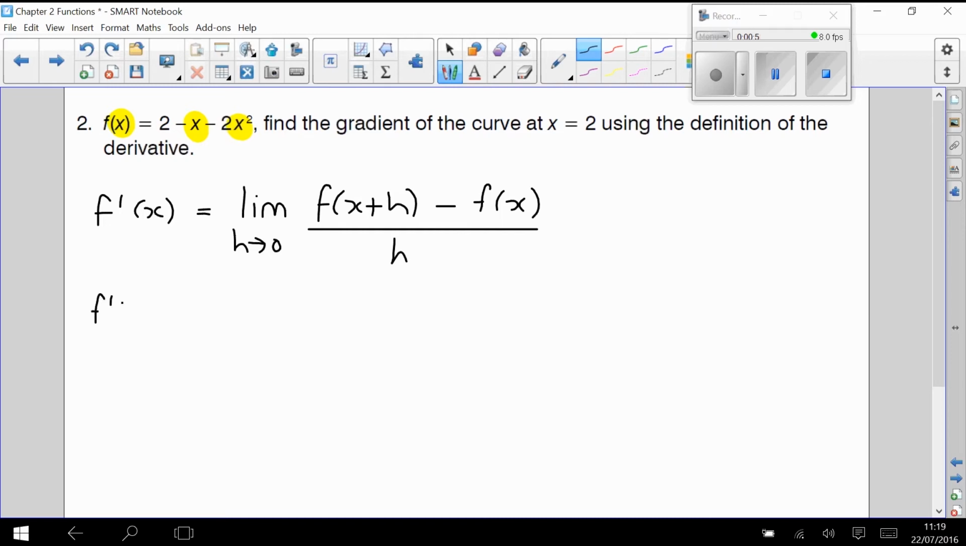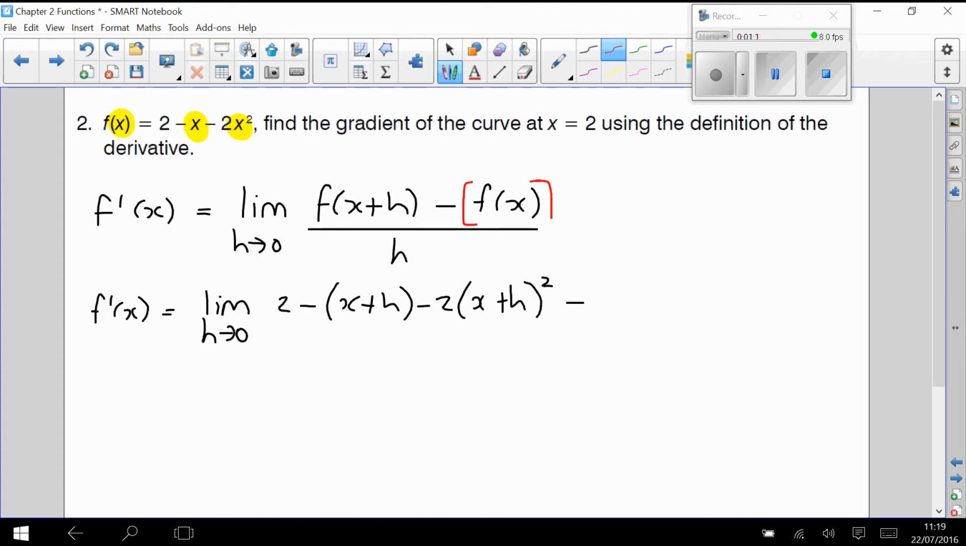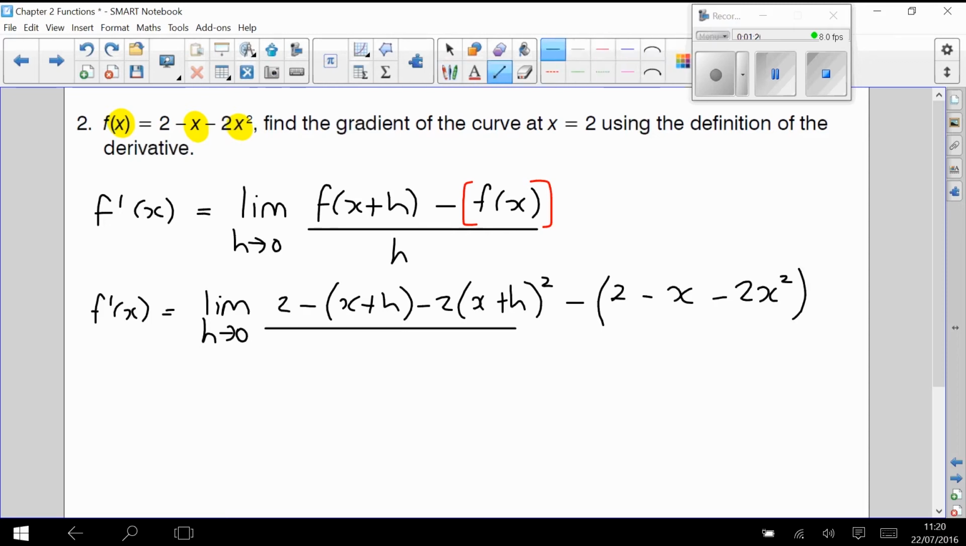So my derivative is still going to be the limit as h tends to 0, but this is going to be for 2 minus (x plus h) minus 2 (x plus h) squared. And then remember, when you minus the original function, you must put it in a bracket because it was more than one term. So that's going to be minus (2 minus x minus 2x squared), and still all over h.